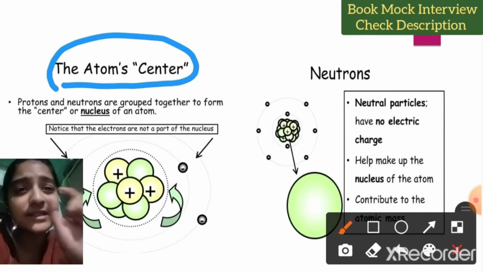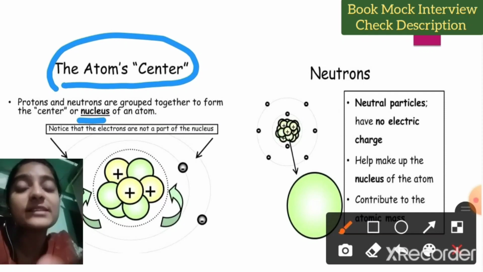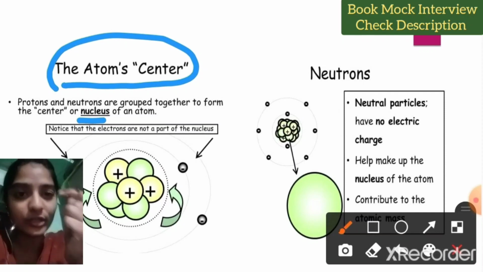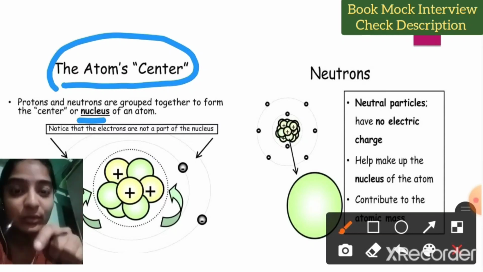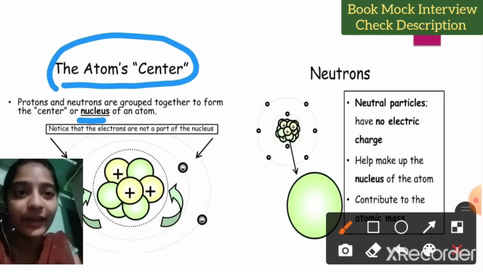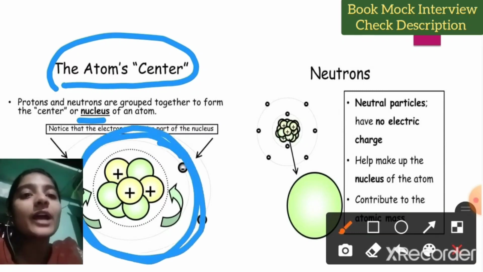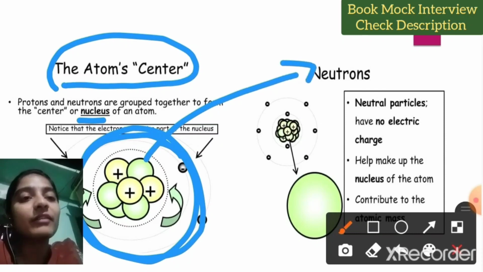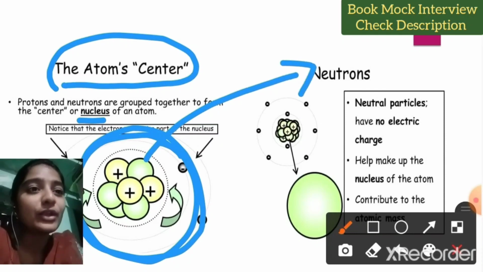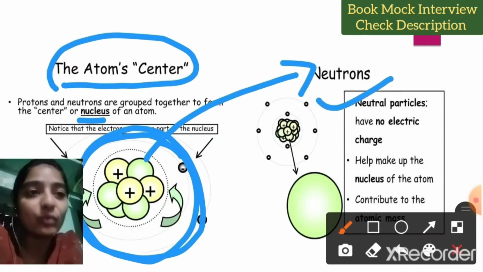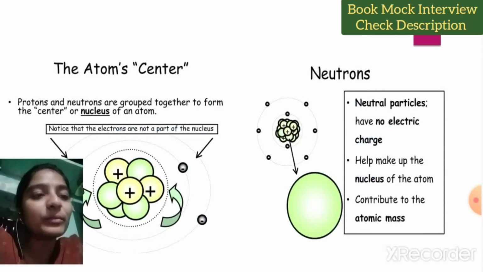The central part of the atom is the nucleus. Protons and neutrons are grouped together to form the center of the nucleus. Matter has atoms. Atom consists of what? Nucleus. In that nucleus we have protons and neutrons, and electrons revolve around the nucleus in an orbit. Now coming to the neutrons, which have no charge. I can say N for neutrons, N for neutral, and N for no charge. Neutron particles have no electric charge, help make up the nucleus of the atom, and contribute to the atomic mass.